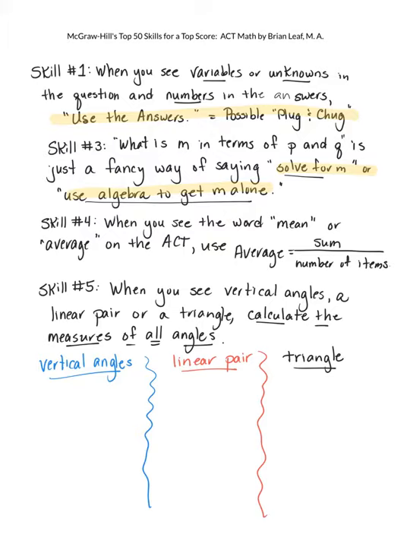All right, and there's skill 4. When you see the word mean or average on the ACT, you use the formula for average that you learned in elementary school. That the average equals the sum of the items in a list divided by the number of items in the list. It's the way that we find the average for your grade. Okay, I always tell my kids to remember, a mean teacher takes your average. Okay, so remember that mean and average are synonymous on the ACT.